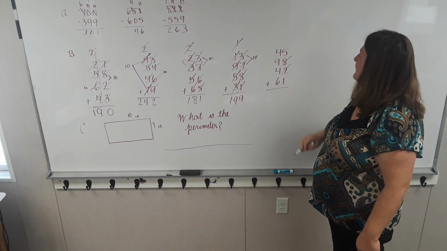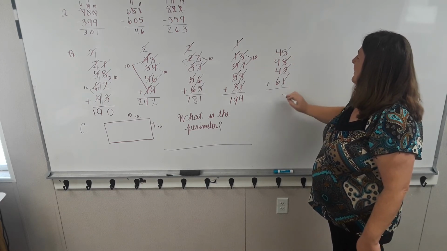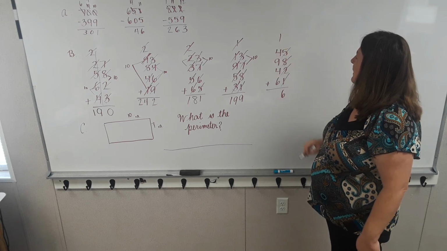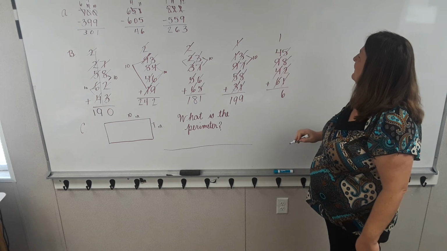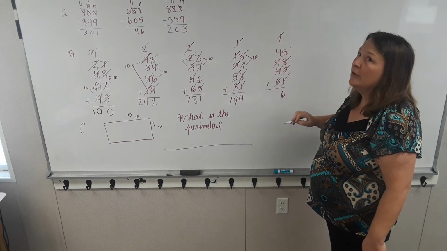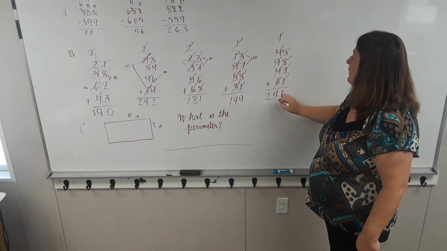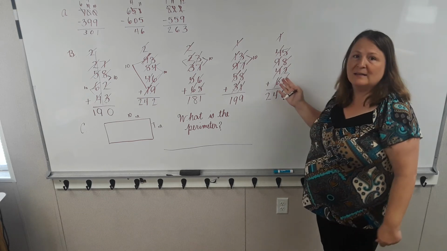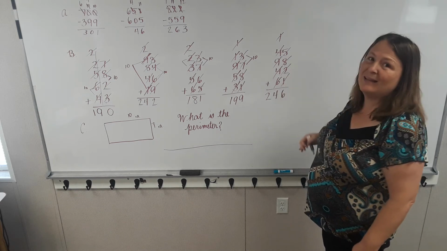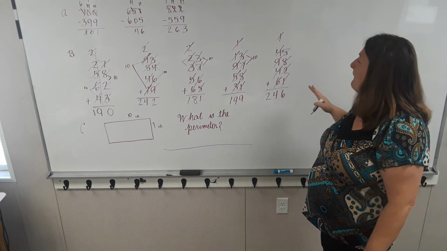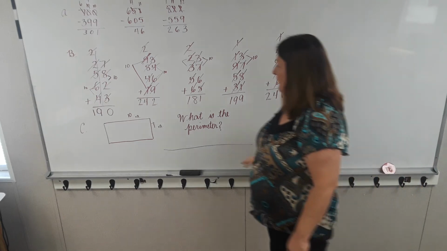8 plus 2, 10. 10 plus 5, 15. 15 plus 1, 16. 6 plus 4, 10. 10 plus 9, 19. 19 plus 1, 20. 20 plus 4, 24. Why do I cross these out as I do them? Because if I don't cross them out, I might accidentally add one of them 2 times, or I might accidentally forget one of them. So I want to make sure I add everything.